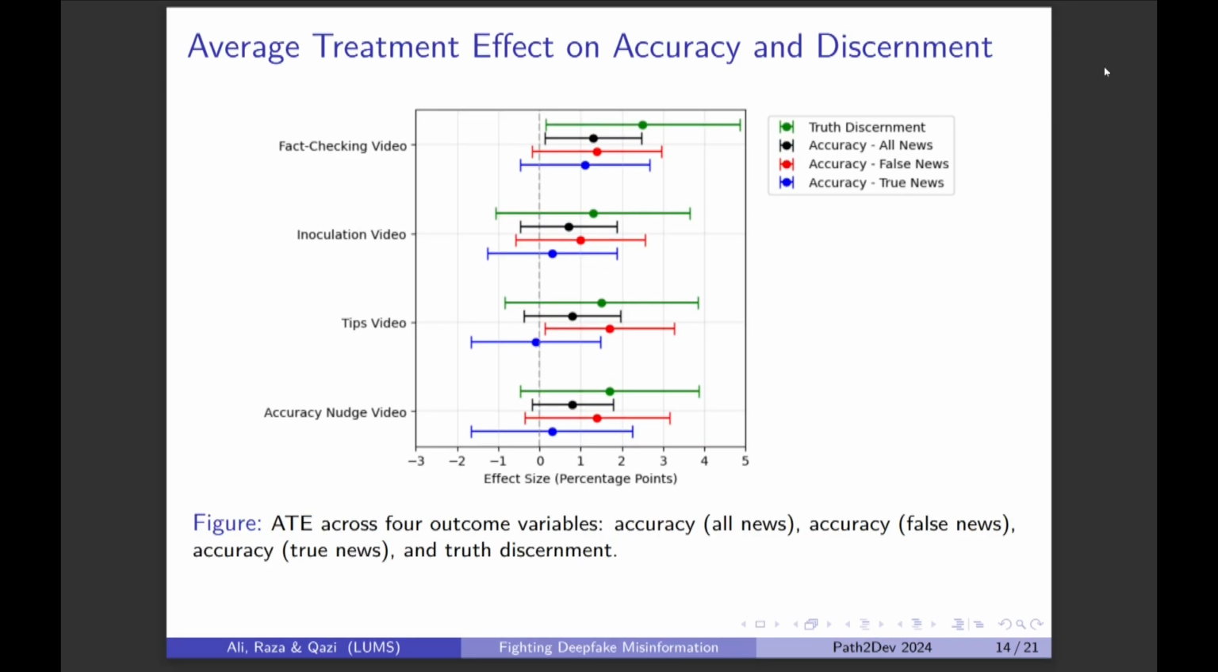Okay. So here's the picture summarizing the treatment effects. We're looking at 2 outcomes, accuracy and discernment. Accuracy is the proportion of correctly identified news items for each respondent, and discernment is the difference between true positives minus false positives. Okay, so we segregate by all news, so the black lines are for all news, false news, and true news, and discernment is an overall metric. Now you see all treatments move accuracy and discernment in the positive direction, but the only statistically significant effect is for T4. That's your fact-checking video.